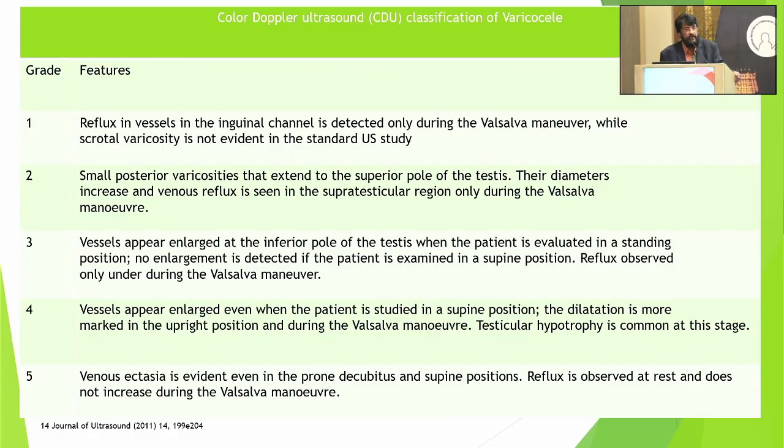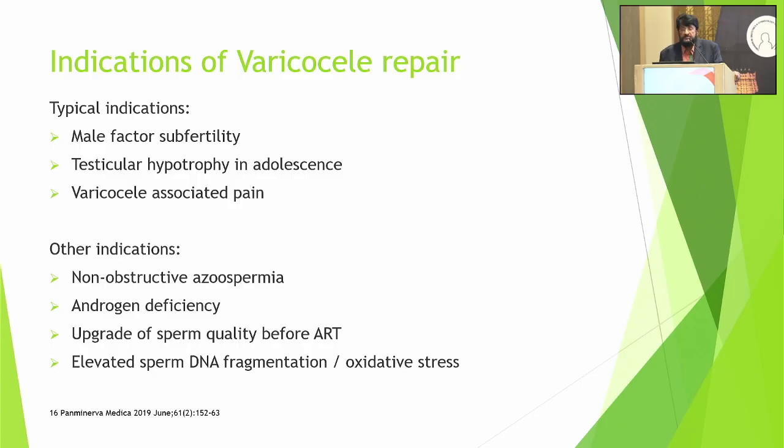So that is grade 5. This is how you grade as per the Doppler criteria. So this Doppler criteria is very important. So you have got the diagnosis also. Then what is the indication for varicocele? Male factor subfertility. Should you treat in adolescents?